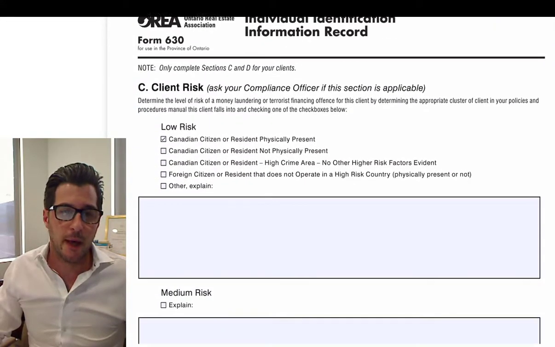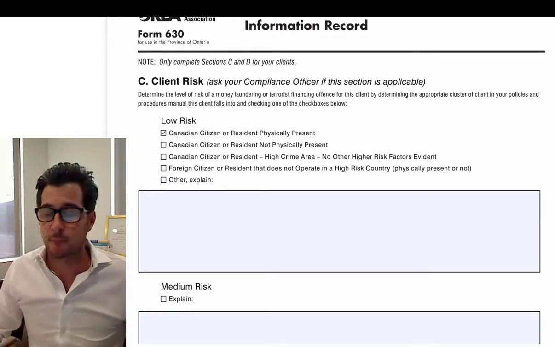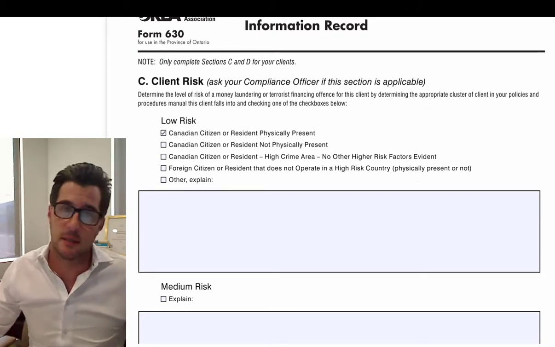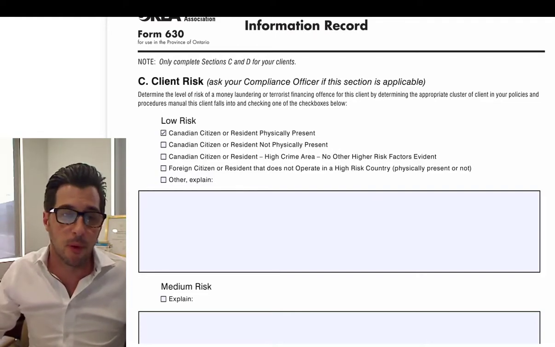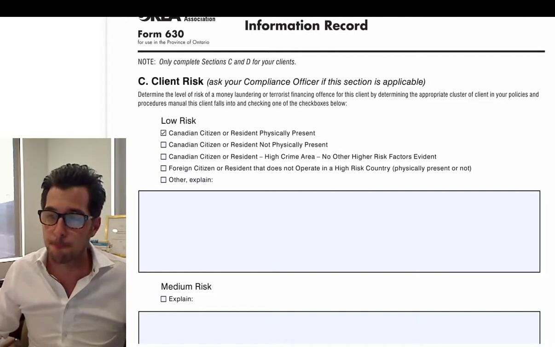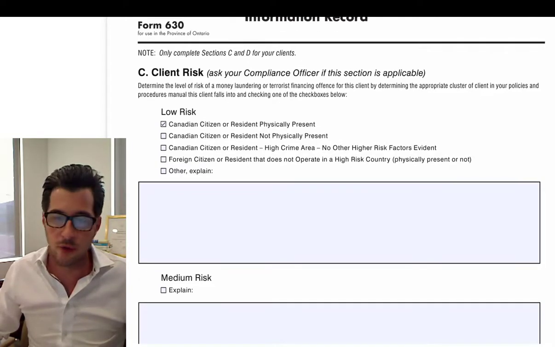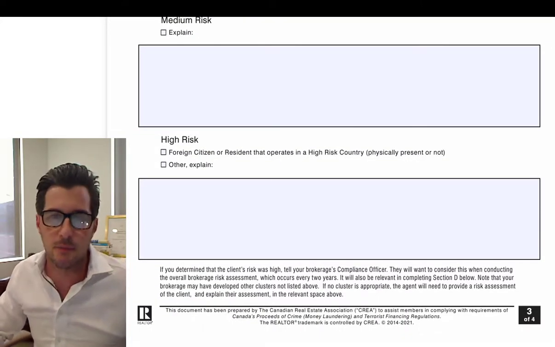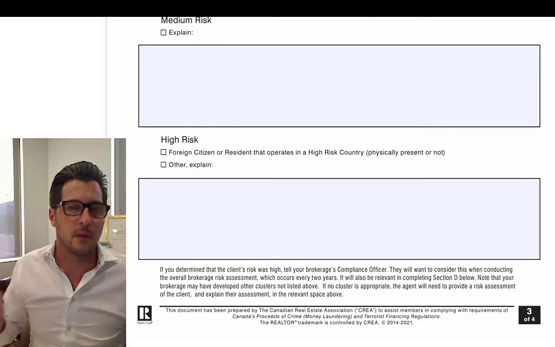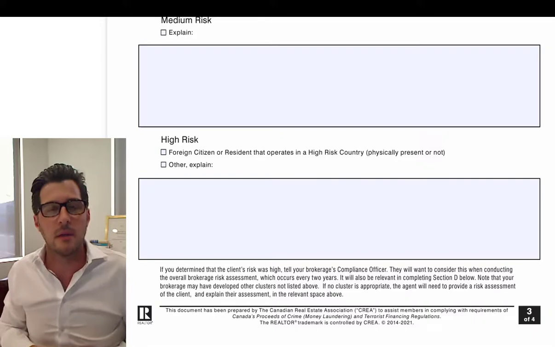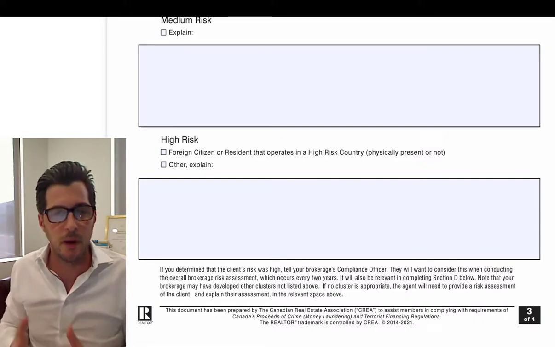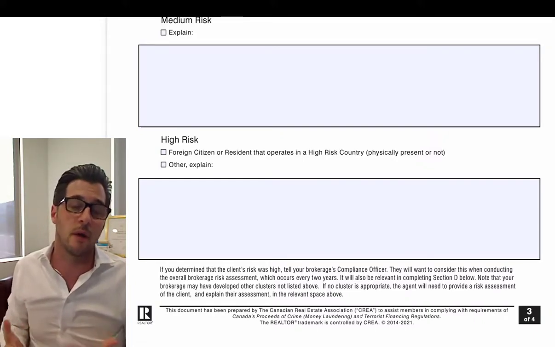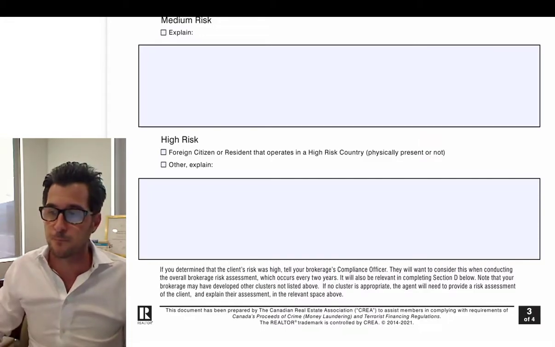On the third page, who is this client? Are they a Canadian citizen? Are they physically present there? You're just going to fill out the appropriate box here. And of course, a section if there are any notes, if there's any suspicion, medium risk, high risk. It can be a little bit subjective to determine, hey, I think this person could be a high risk individual. Fill out the form with as much detail, as transparent as you can be, is what the government is looking for, okay?